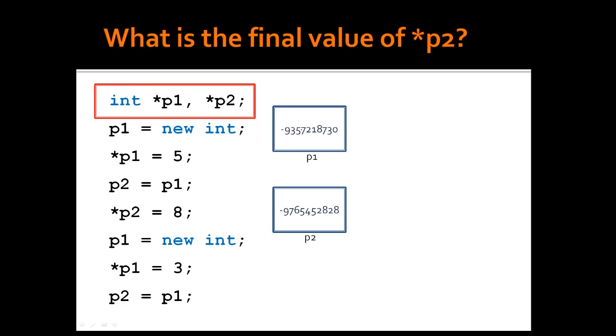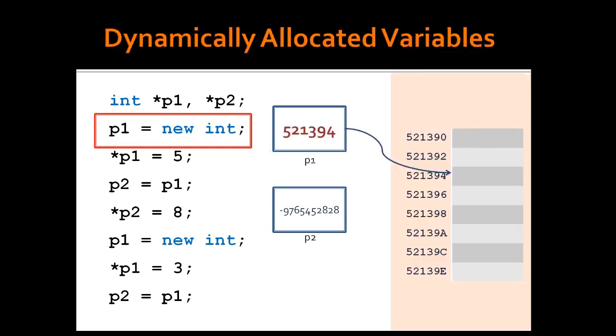All right, so like I said, what is the final value of *p2? You're trying to figure out what is, after this code runs, the value of *p2 here. What we're going to do is start with these two variables. Currently they're uninitialized, which means they're just pointing to random locations.